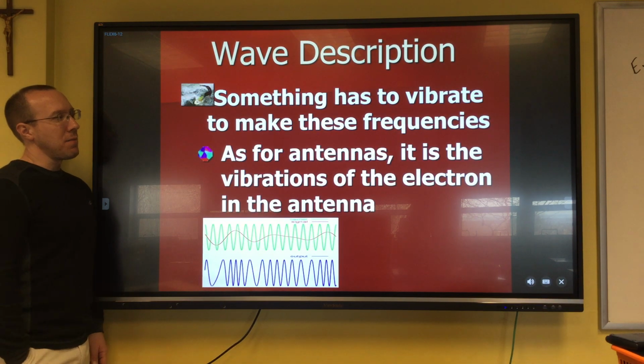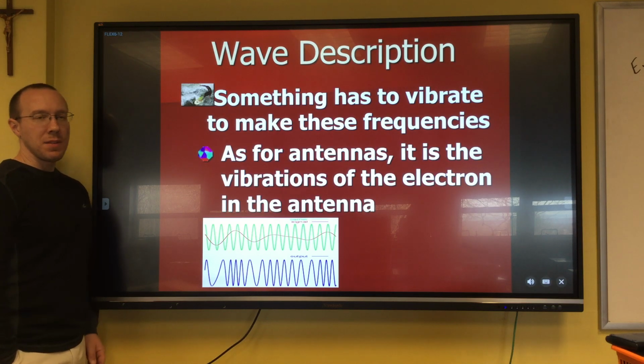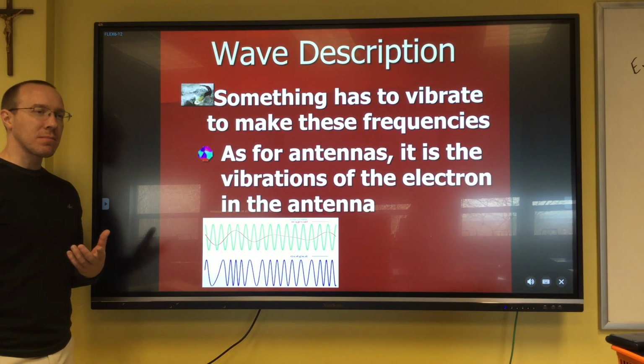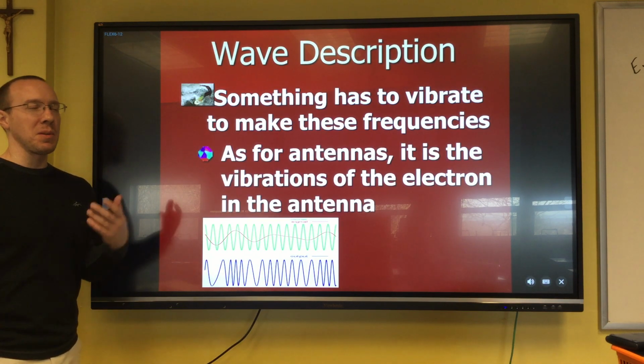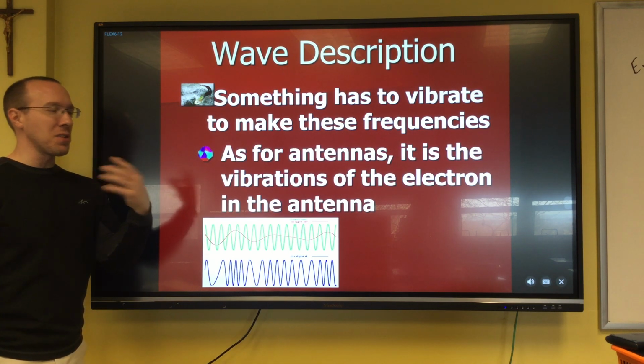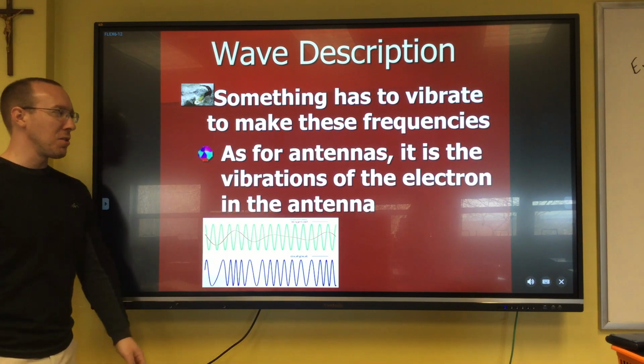So anytime we have a wave, even if it's electromagnetic, you have to have something vibrating. If you ever see radio towers, people don't listen to radio as much anymore, I don't think, but even within that radio tower, something has to be vibrating, and it tells you right here.